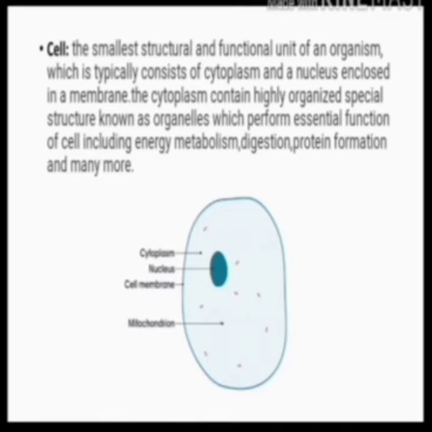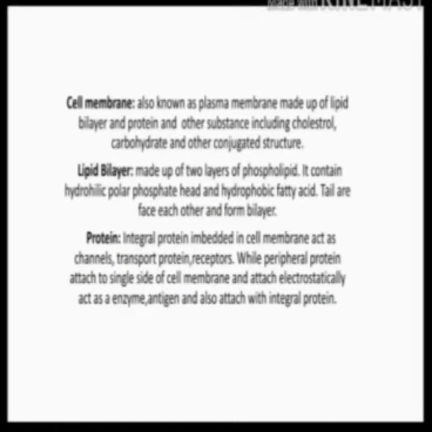In a typical structure, there are many more special organelles present and floating in the cytoplasm. A biological membrane, which is also known as plasma membrane, provides strength, shape, and proper structure to the cell. It is made up of mainly lipid bilayer and proteins. Other substances including cholesterol, carbohydrate and conjugated structures like glycoprotein or glycolipid are also present.